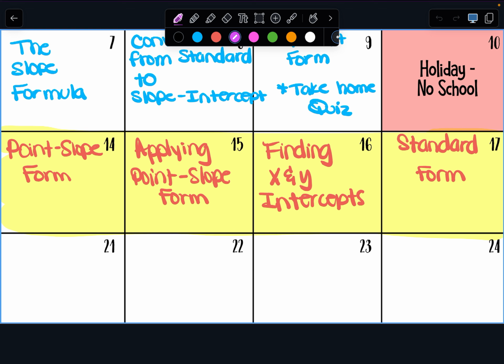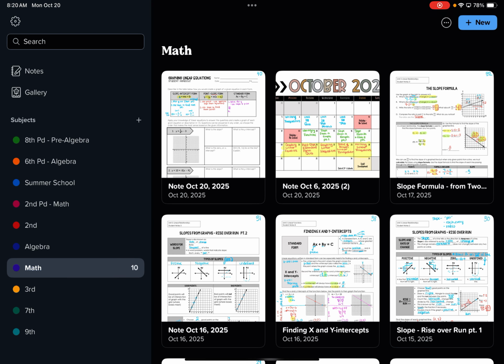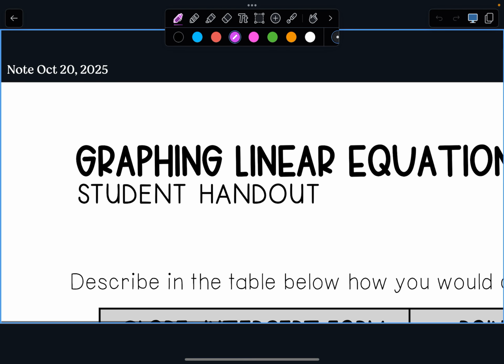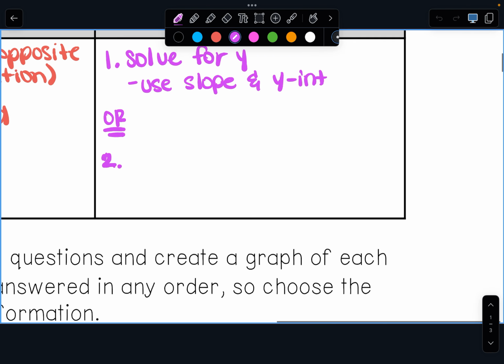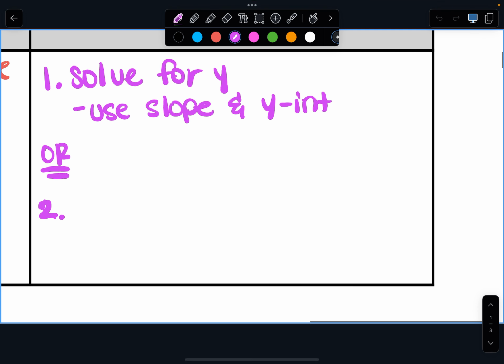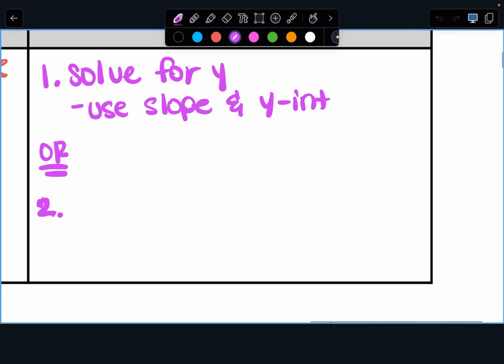Applying point-slope form. Finding X and Y intercepts. You can do it by finding the X and the Y intercepts. I updated your calendar off of the math calendar. No, what you wrote down is still fine. So you can graph a line by finding the X and the Y intercept.